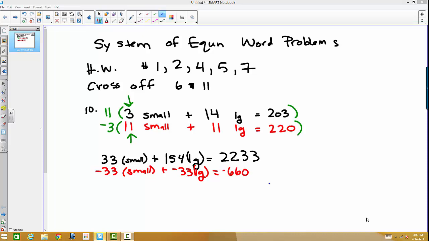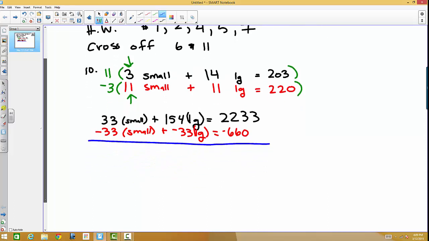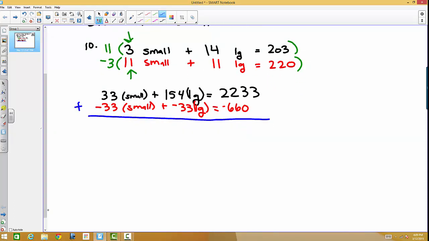All right, now you can add these two to eliminate. So through addition, this becomes nothing. 154 minus 33 is 121, and 2233 minus 660 is 1573. So to isolate the word large, you would need to divide by 121. So you get the large oranges is 13.